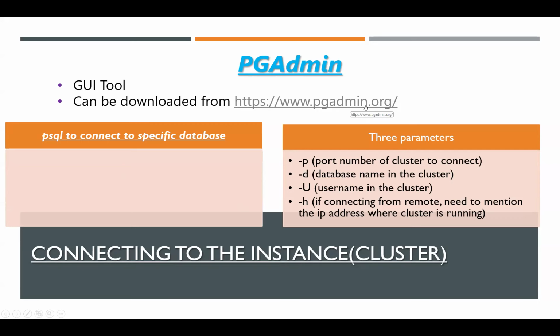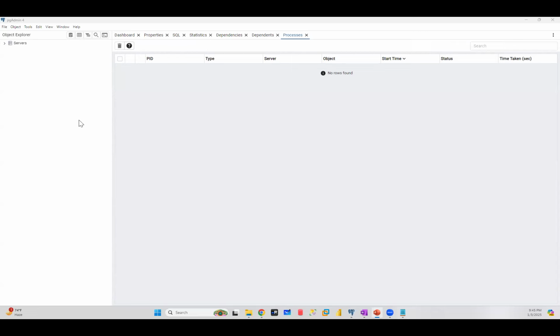One is PGAdmin. By default, when you are installing the software, when you are installing the engine, it is downloading the PGAdmin4. In case I don't want to install the PGAdmin4 like this, how can I directly download the PGAdmin4? You need to go for the URL.